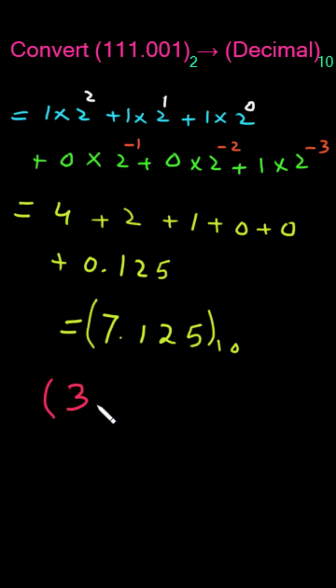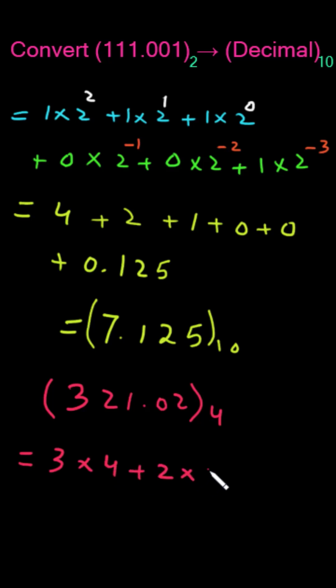Consider this number 321.02 in base 4. The same process will be done. Each one of these coefficients is going to multiply with its base, like 3 multiplies with 4, plus 2 multiplies with 4, and similarly 0 multiplies with 4, plus this 2 multiplies with 4.